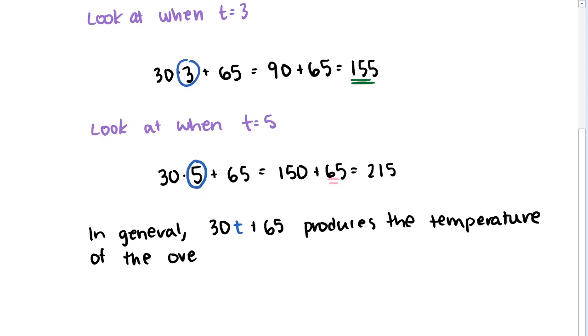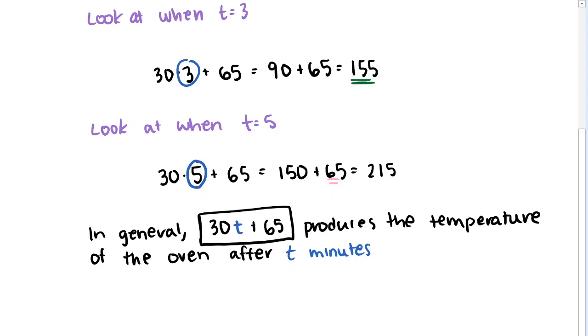Maybe I should be more specific, right? The temperature is not always going to be the same as the temperature of the oven after t minutes. So this is our expression. This is actually the result we're looking for.